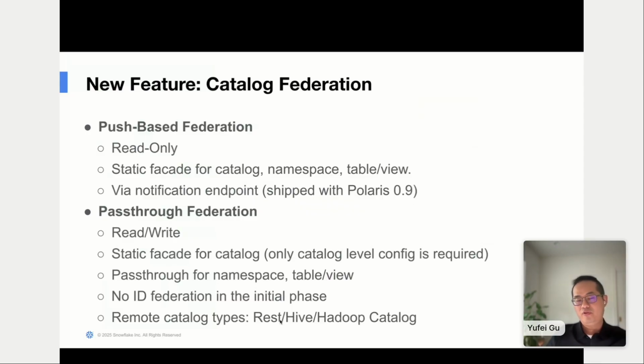REST, for example, if you want to federate to a remote catalog, like Glue, which provides IRC, you can do that. And Hive is a very popular one. If you have the Hive metastore and you want to do the migration, you can use Hive. You can do this federation to the HMS. Hadoop is the pure storage one. Well, it is supported at this moment.